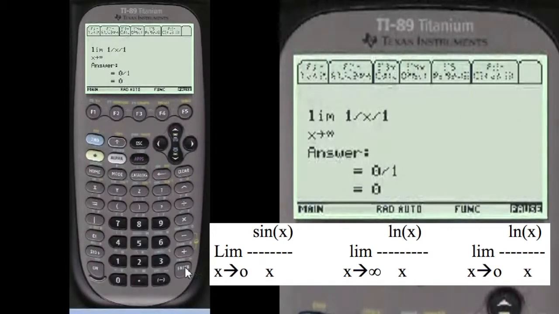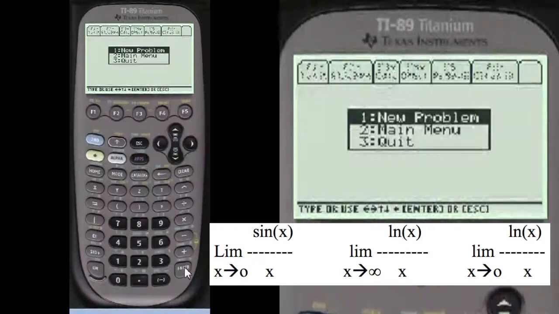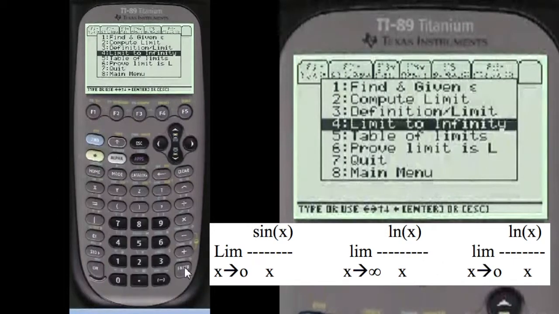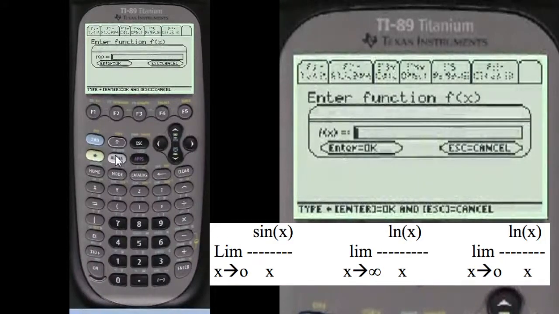I'm going to do another one. This is a limit to 0 again, so we're going to choose number 2. Enter the function, same function, just to show you that this is a trick one that might be on a test or somewhere. And we're going to enter the function again.